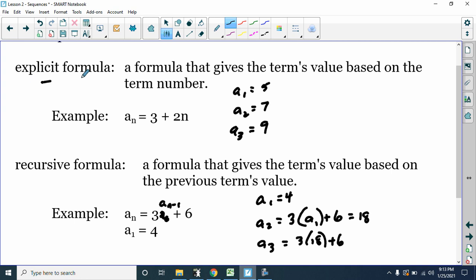Explicit formulas are generally better, simply because if you needed the 100th term, you can get it very quickly by plugging in 100 and getting 203, whereas here, if you needed the 100th term, you would have to find all the terms before it. Recursive formulas sometimes are a little bit better, simply because it's easier to see what you're doing to each number. Like here, you're taking the previous number times 3 plus 6. Here, it's not necessarily obvious that the pattern is plus 2, plus 2.